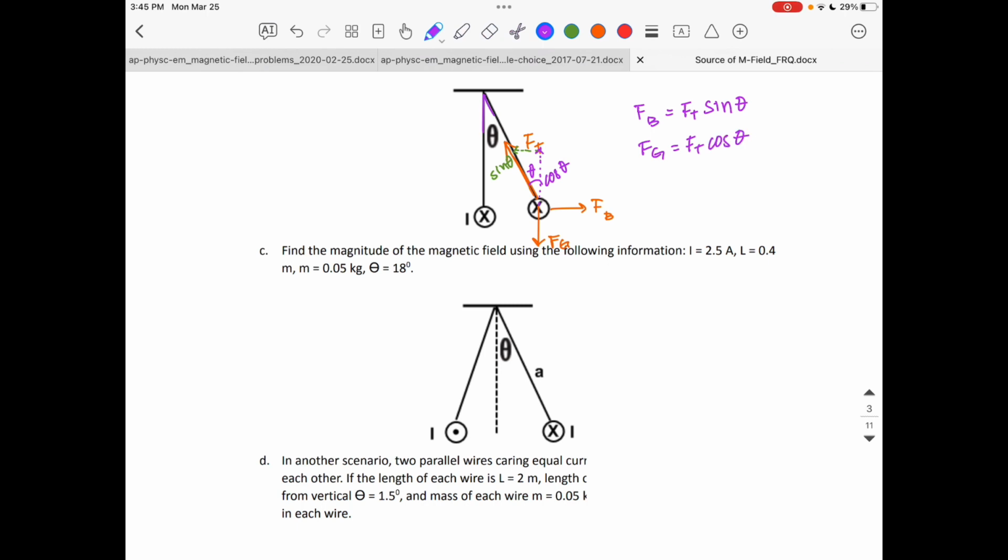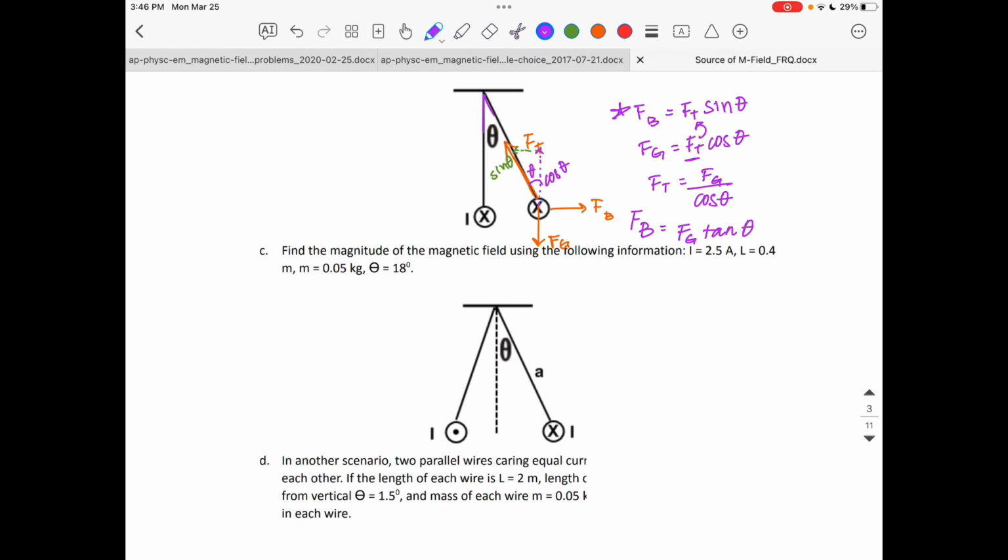Now I'm going to plug in this Ft into that. So Ft for this equation is force of gravity over cosine. And you can see that when I plug it into my Fb equation, I get force of gravity over cosine times sine, which is just force of gravity tangent theta.